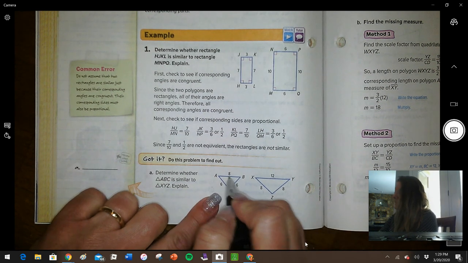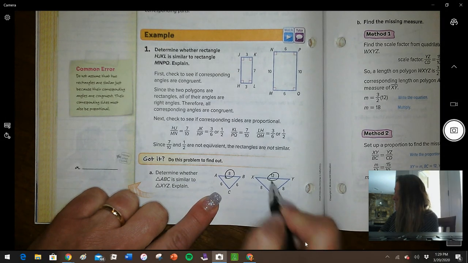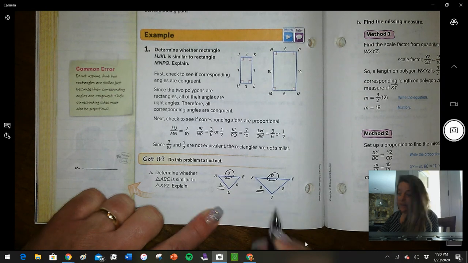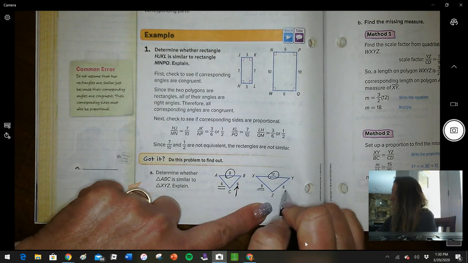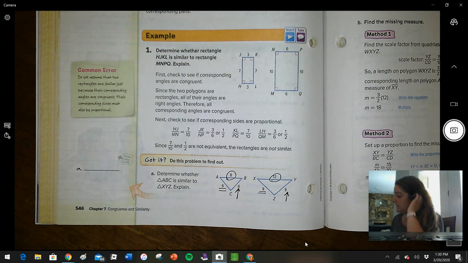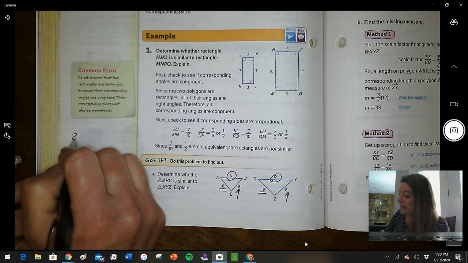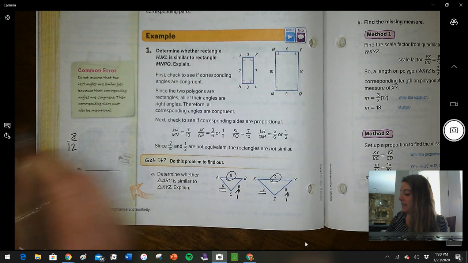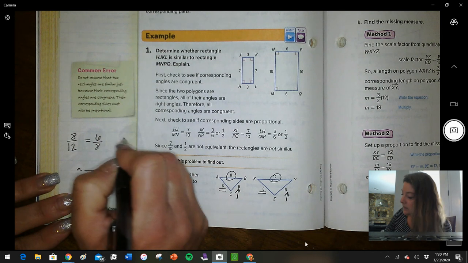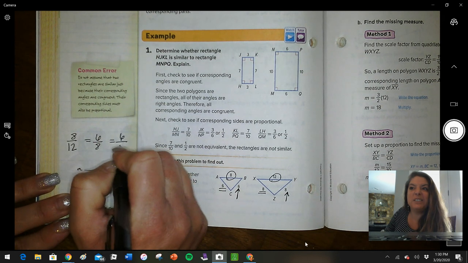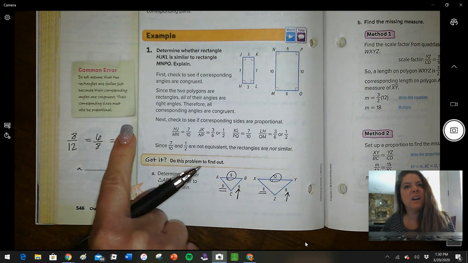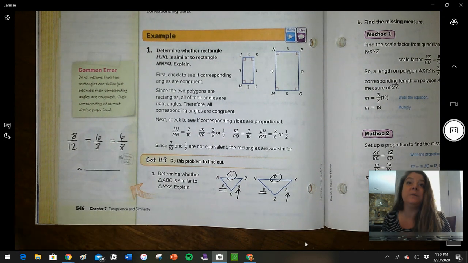So let's see, 8 and 12 are going to go together. This 6 and this 8 are going to go together. And then this 6 and this 8 are also going to go together. So let's go make some ratios out of those. 8 over 12, is that going to equal 6 over 8, or is that going to equal the other 6 over 8? We really only have to do this the one time. We don't have to do it twice. But let's see if that's what we get.